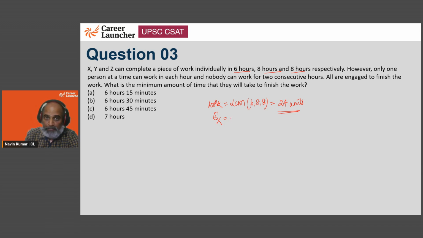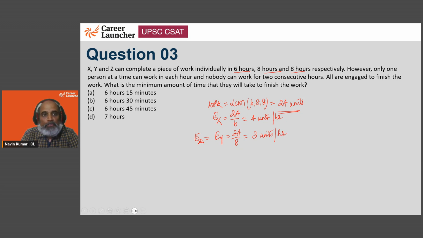So in order to calculate the efficiency of X, it's going to be 24 units that X has to complete. But in order to do those 24 units of work, X will take 6 hours. So its efficiency is 4 units per hour. Similarly, the efficiency of Y is going to be 24 divided by 8, which is also going to be the same as the efficiency of Z because Z also takes 8 hours. So it's going to be 3 units per hour.